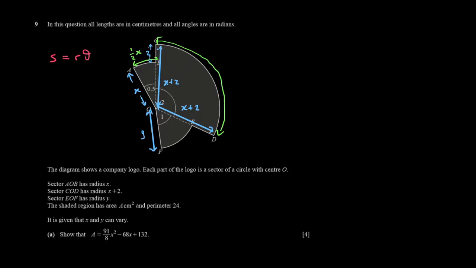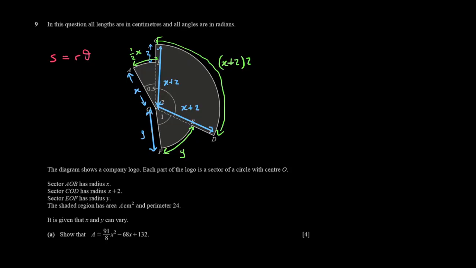What about this arc length there? Well, again, same thing. What's the radius? x plus 2. And what's the angle? It's 2. So we're going to get x plus 2 times 2. Okay, now, what's this arc length here? We've got to do the same thing. What's the radius? y. What's the angle? 1. So this is y times 1, or just y.